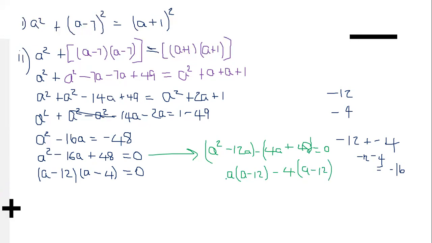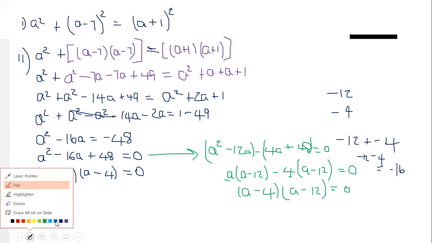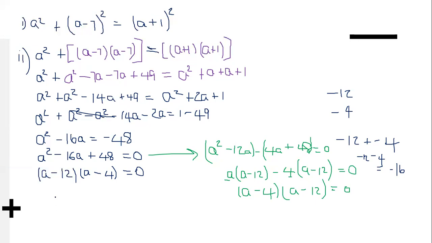Then I take the outside ones and put them in a bracket by themselves, and keep the inside ones in a bracket by themselves. That'll be a minus 4, and then a minus 12. It's the same thing, and I just equate it to 0. And that's it. Now let's solve. We're not finished. We need to solve for a. That's what the question asked us to do, to solve for a.